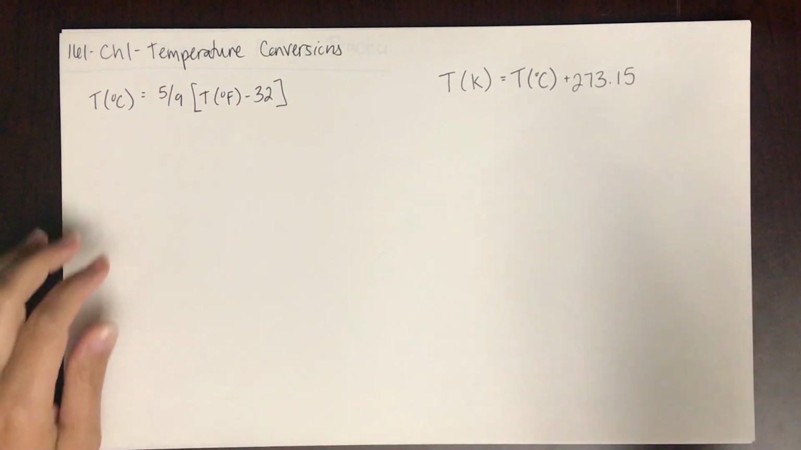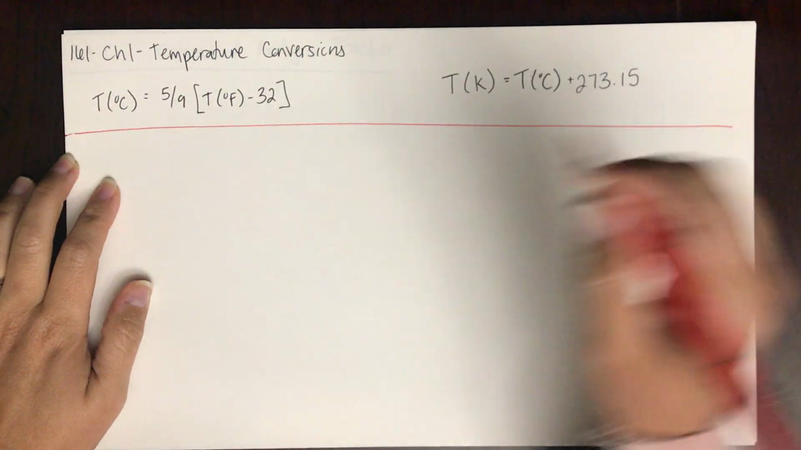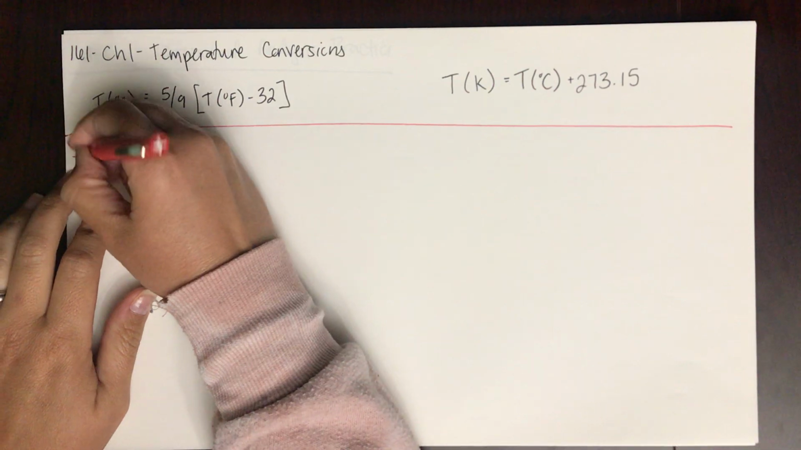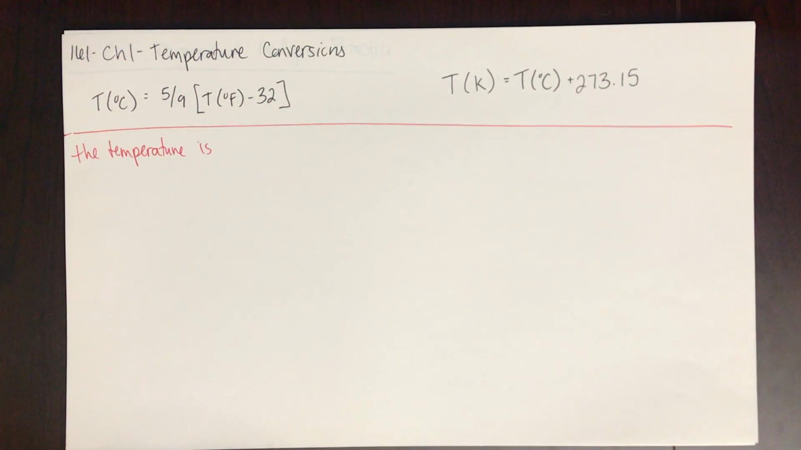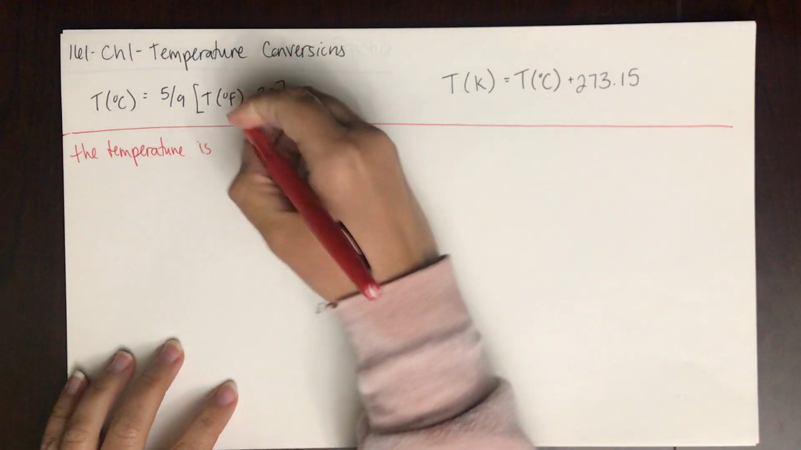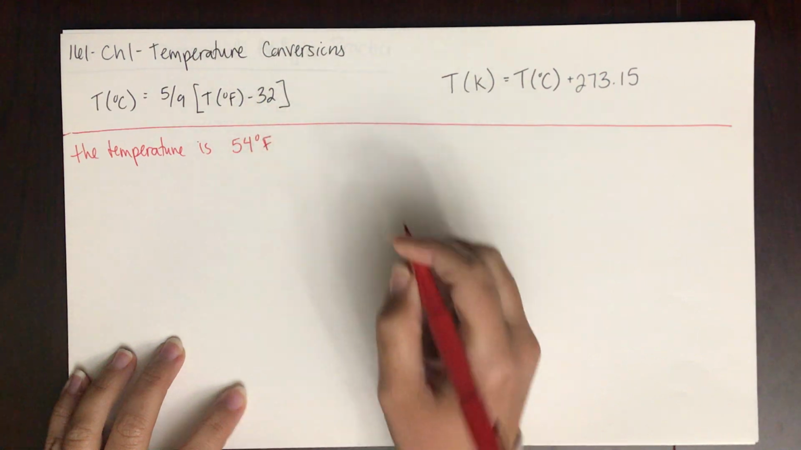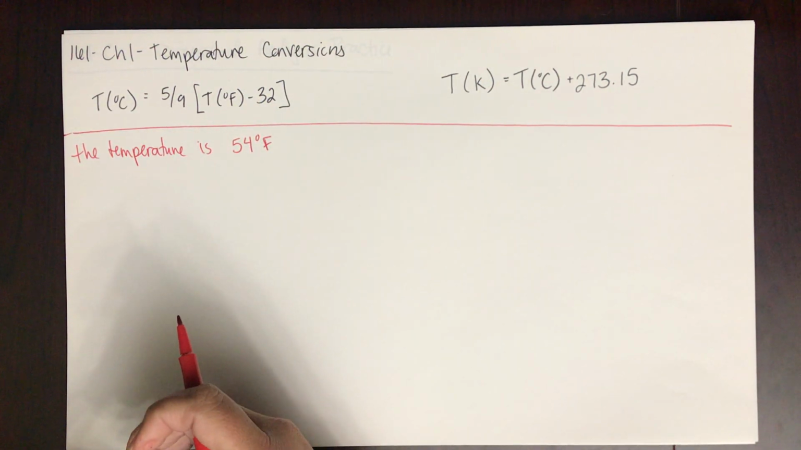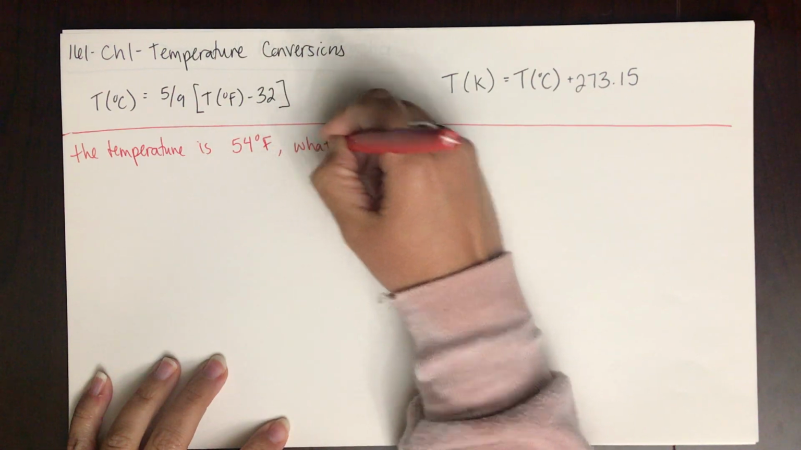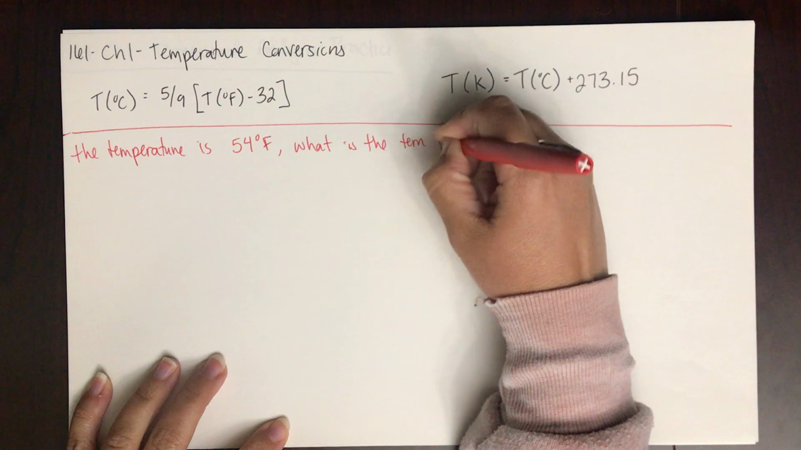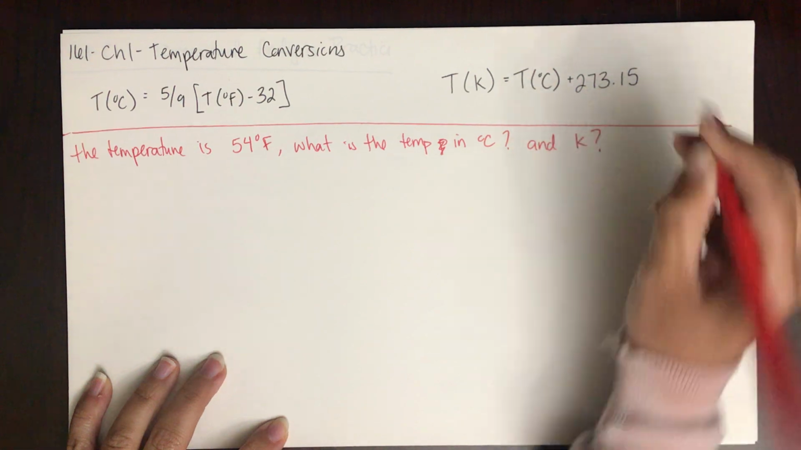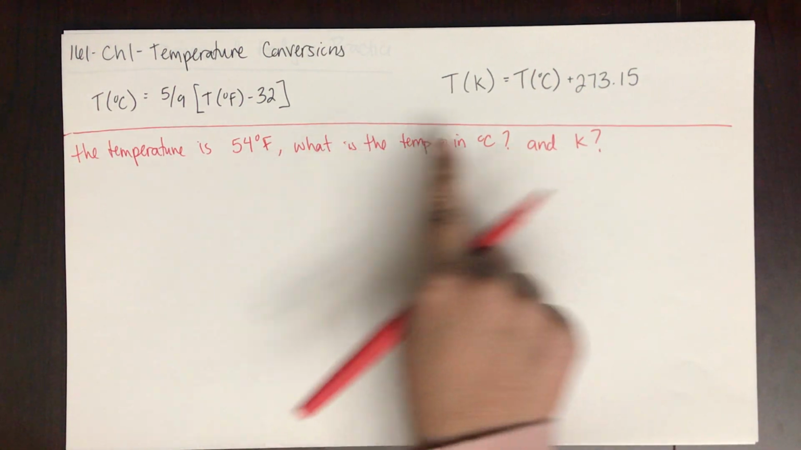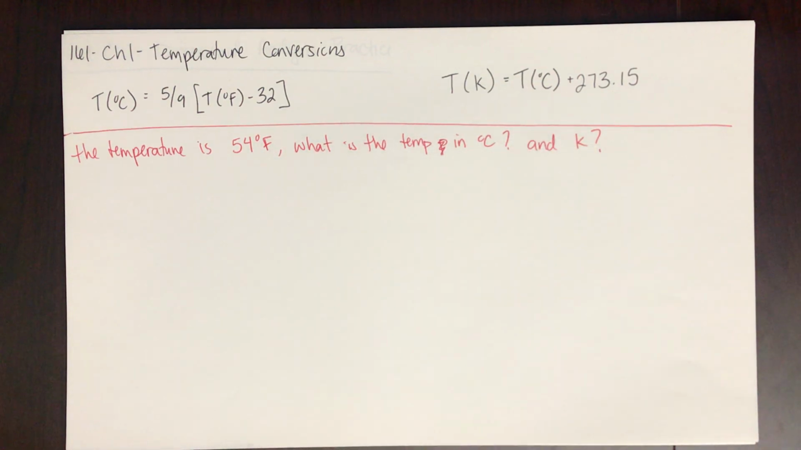So let's say the temperature is, let's see what the temperature is right now. The temperature is 54 degrees Fahrenheit. What is that temperature in degrees Celsius and Kelvin? Okay, so these are 2 separate problems because I can't go from Fahrenheit to Kelvin. I have to go from Fahrenheit to Celsius and then Celsius to Kelvin.